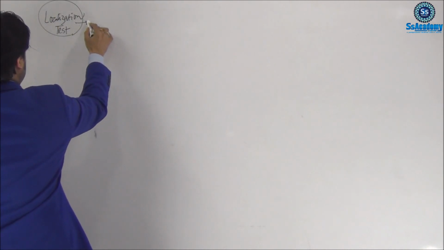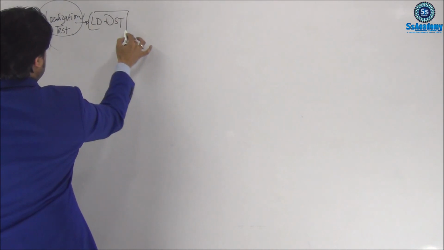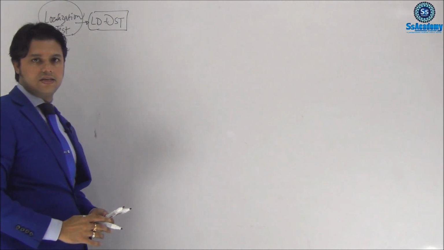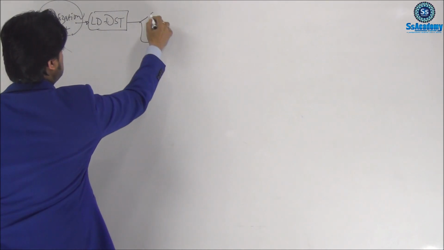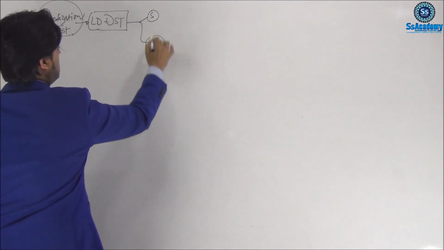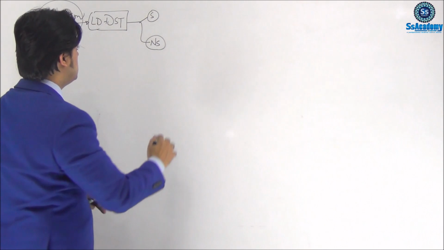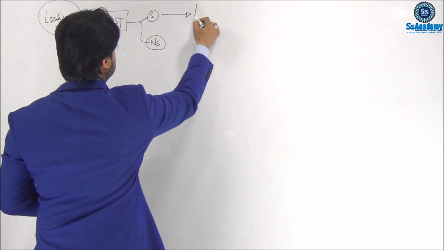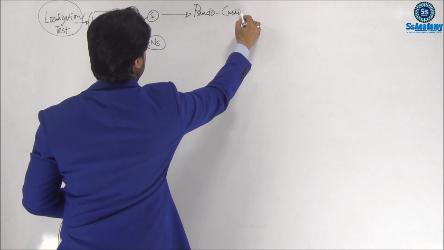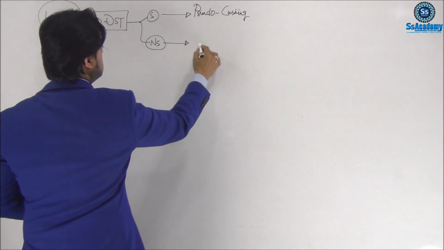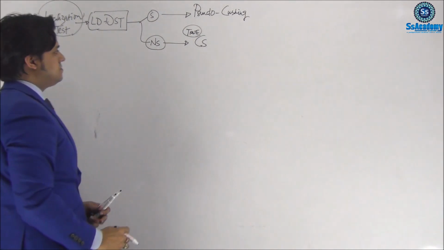We start with the low dose dexamethasone suppression test. The first test we do is the low dose dexamethasone suppression test. In a low dose dexamethasone suppression test, we get two categories of interpretation: suppressed and not suppressed. If it is suppressed, that means pseudo-Cushing, and if it is not suppressed, that means the real, true Cushing. I am writing this is true Cushing syndrome.